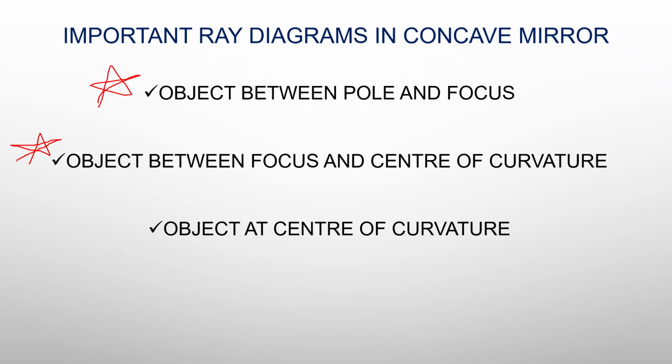So uses, you study uses of convex mirror, concave mirror, and in those uses also you have to be more specific, like why it is used as a shaving mirror, or why it is used in solar concentrators, or why it is used as a makeup mirror. So you have to write completely, like virtual, erect, magnified, or converging power, like that.